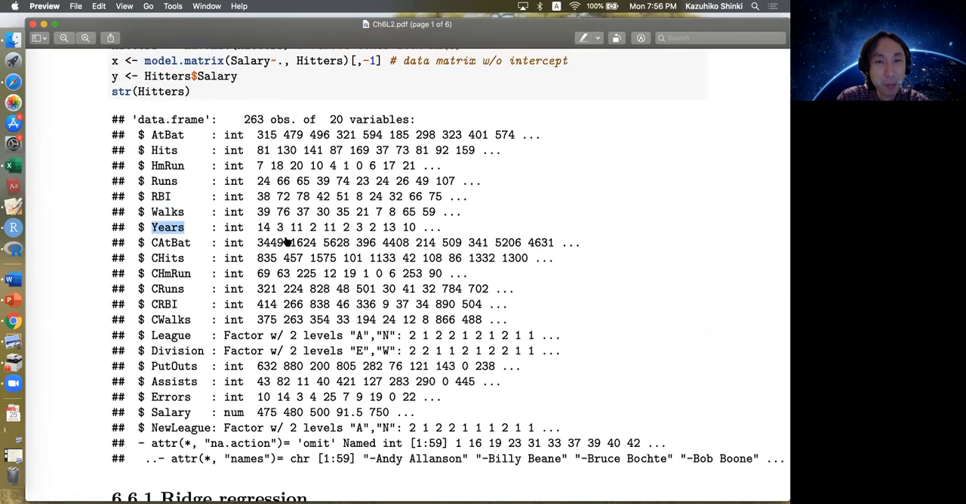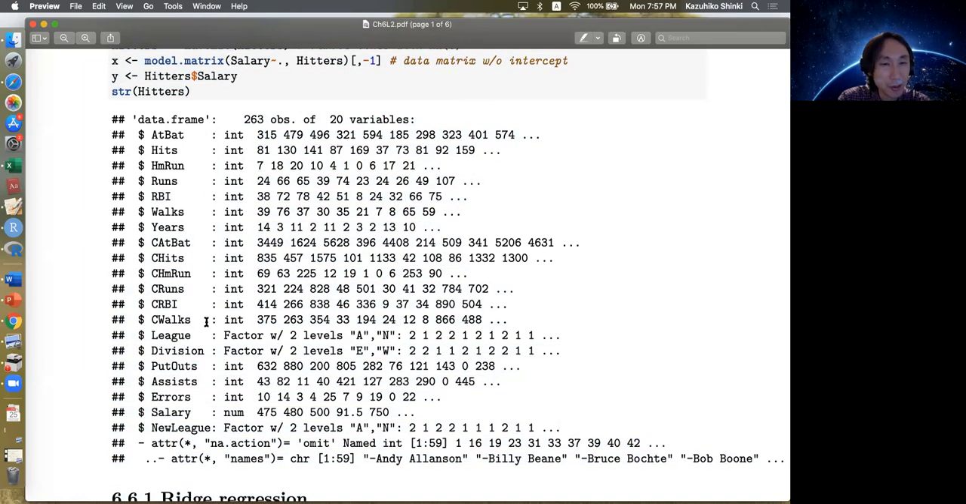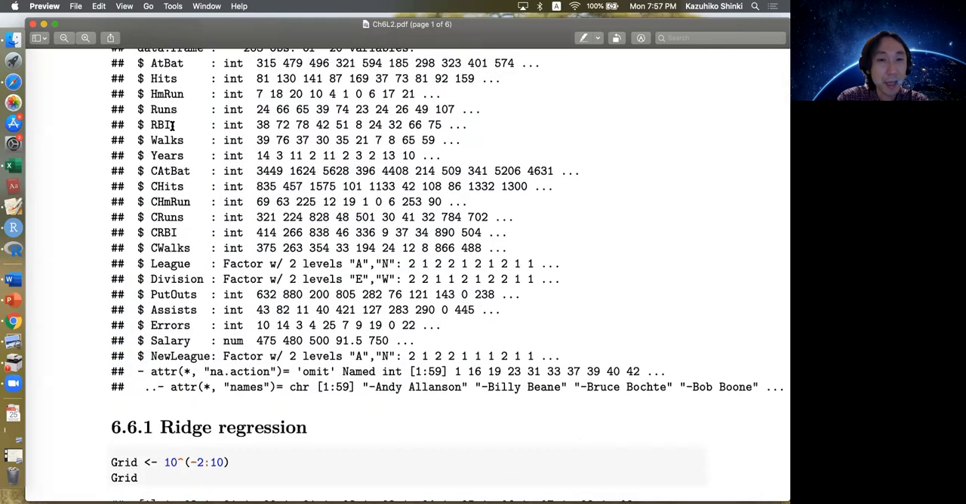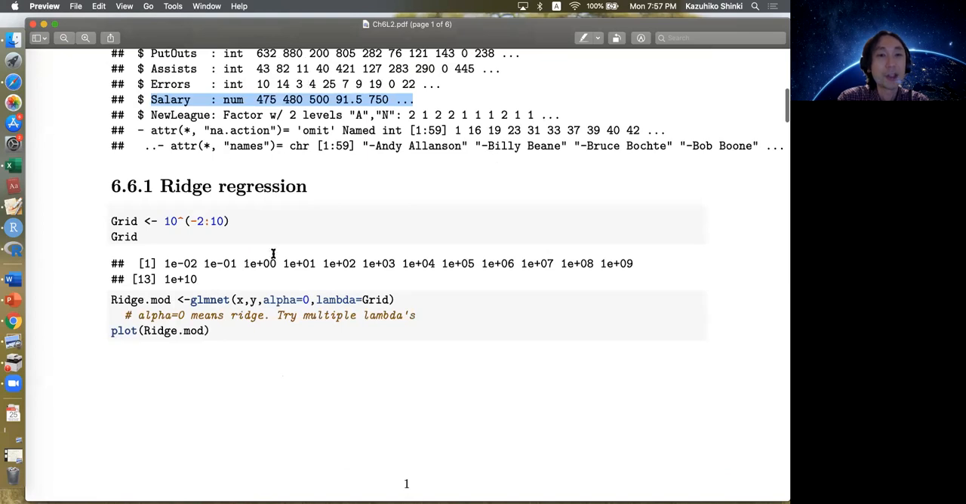So the sample unit is a player, maybe with 14 years in the major league or something. I don't really know, but maybe you can see the help of the function. Anyway, these are the performance measures, and after that the salary. So we want to predict salary by performance, and we do ridge regression.